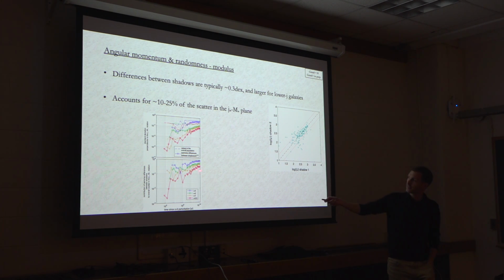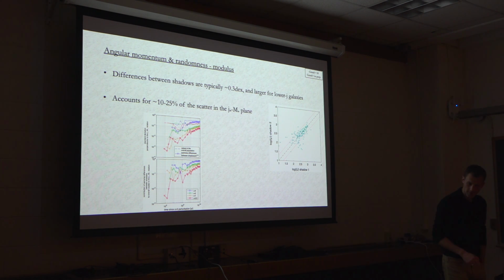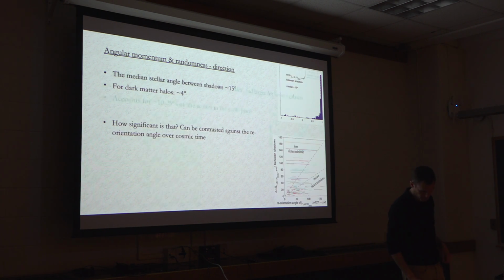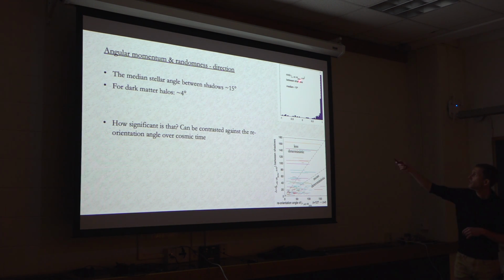But at least this red curve is actually pretty high resolution, it's meaningful. It's close to the TNG50 resolution, and you see that still at this level, it's about 10 or 20% of the overall scatter in the angular momentum versus mass relation. What about the angle? This will be the last thing I'll talk about. We also see some difference in the angle of the angular momentum between these two shadows. It's about 15 degrees in the median.